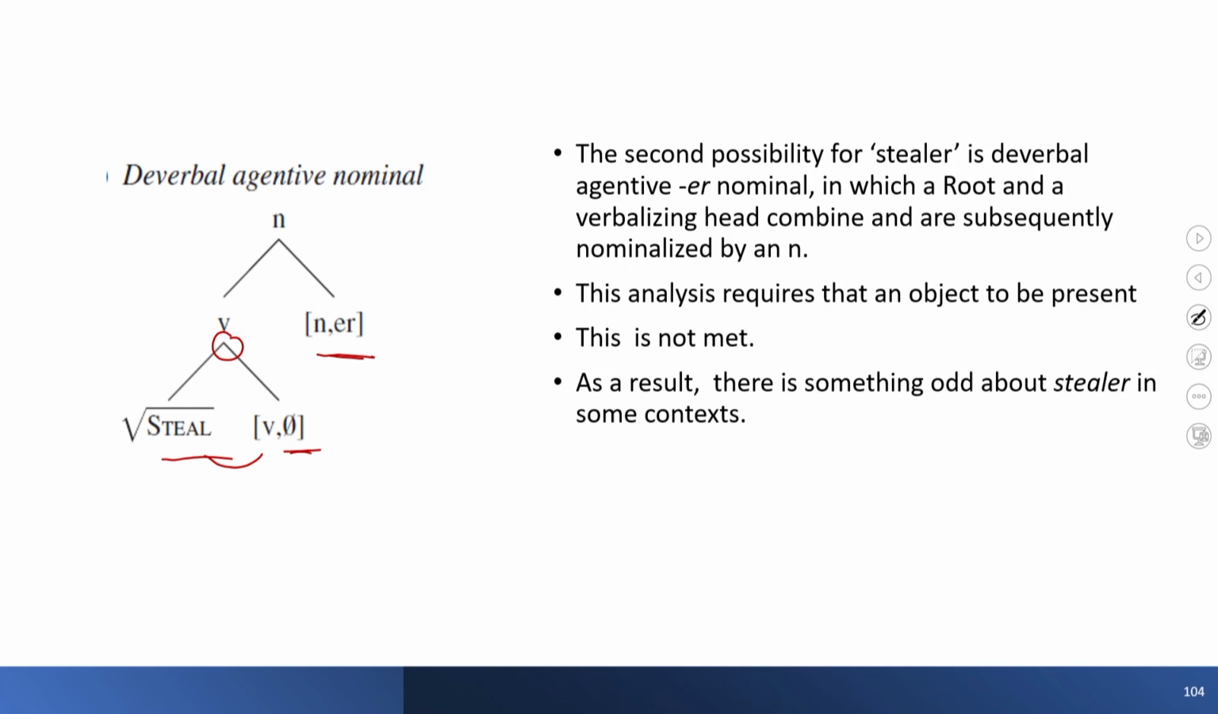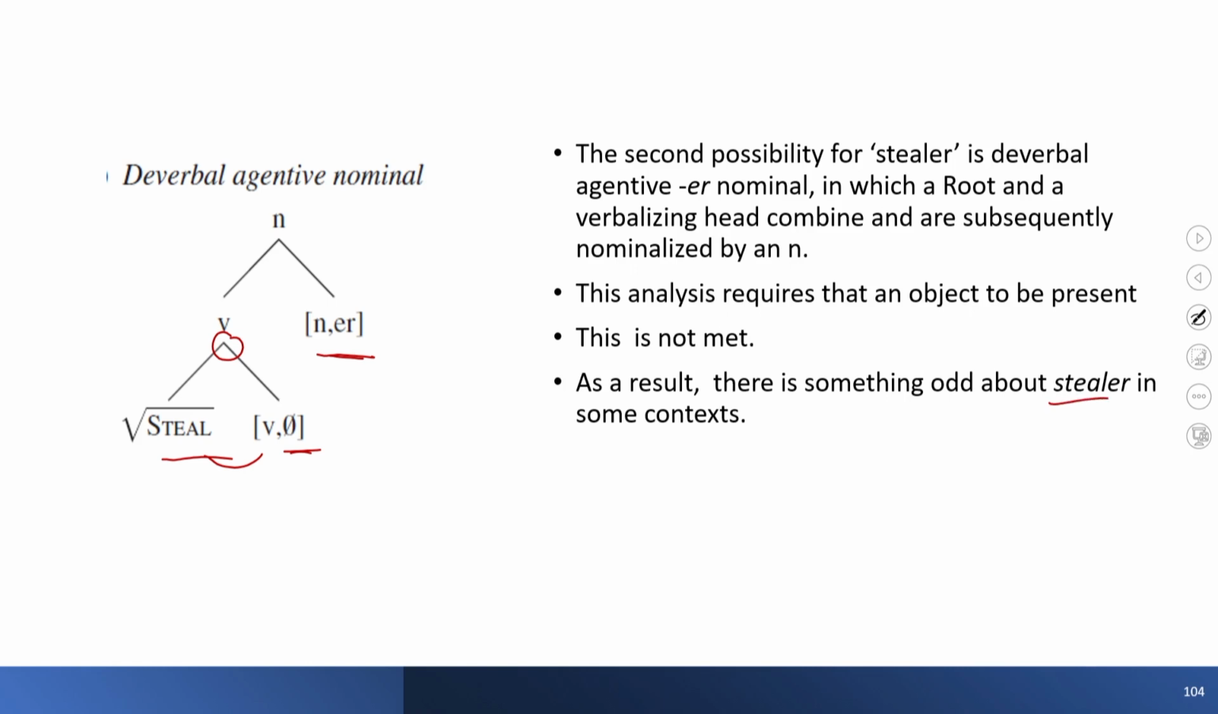So, stealing needs, even when you are not using the object itself, it is already understood that there has to be an object, but if it is not mentioned, then the usage of the word is odd. So, the analysis requires an object to be present, which is not there. As a result, there is something odd about the structure stealer in some contexts.